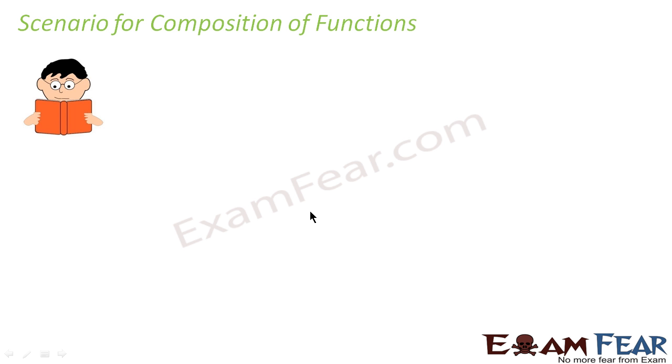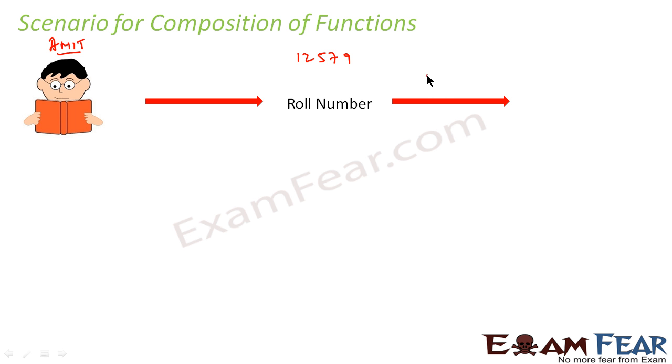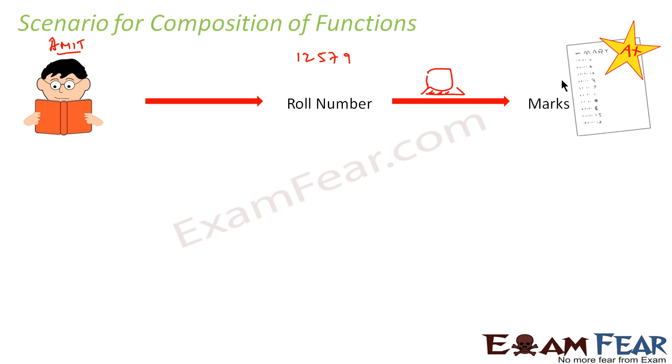A real life scenario. Let's suppose this is you, a boy in class 12, and you want to find his marks. So generally what happens is, from the boy you take the roll number. For example, the boy's name is Amit. You ask the boy what is his roll number. His roll number is, let's suppose, 12579. Now using his roll number, we go to a computer which has internet connection and a database. That computer will take roll number as input and will give marks as output.